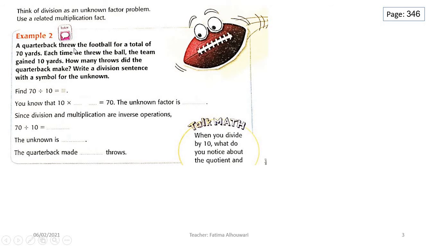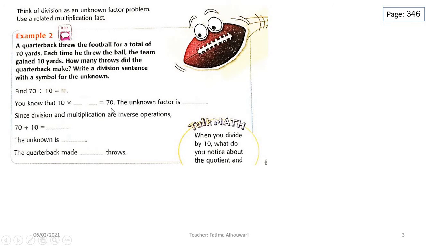A quarterback threw the football for a total of 70 yards. Each time he threw the ball, the team gained 10 yards. How many throws did the quarterback make? Write a division sentence with a symbol for the unknown. Find 70 divided by 10 equals what?